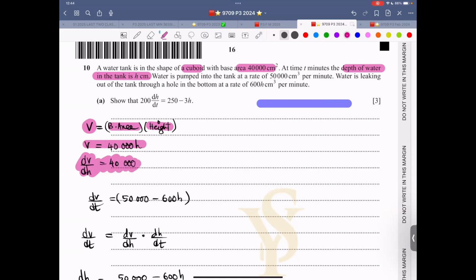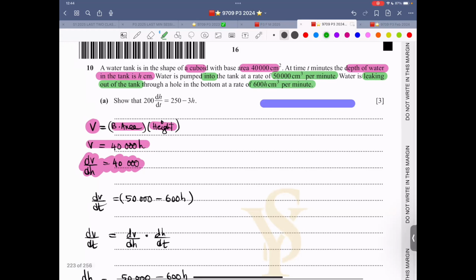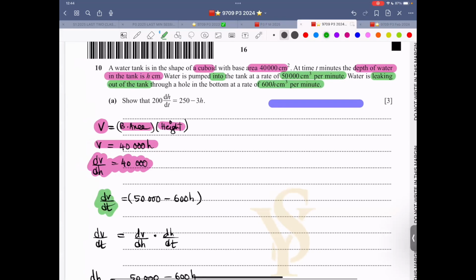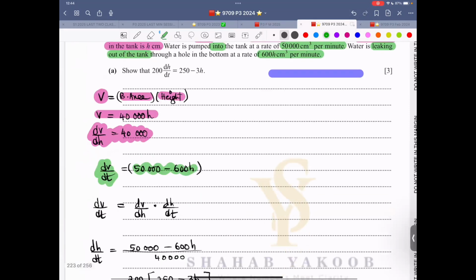And then the next thing, it says water is pumped into the tank at a rate of this much. Water is leaking out of the tank through a hole at a rate of such and such. So therefore, the net rate of flow of water in the tank is inflow minus outflow. Remember this rule, dV by dt, that is inflow minus outflow.